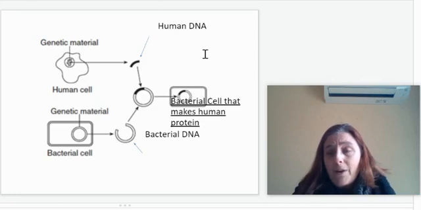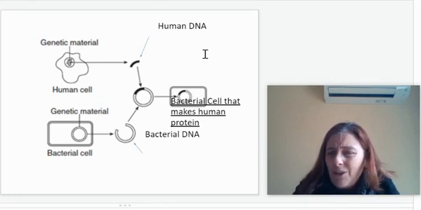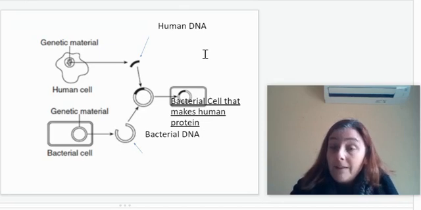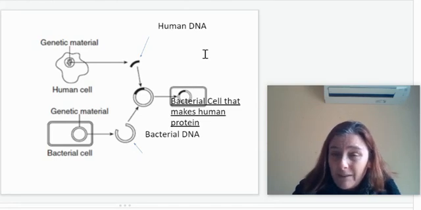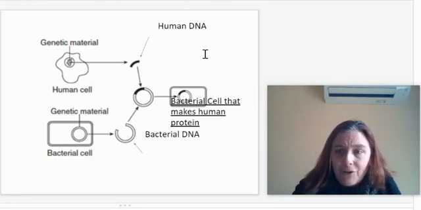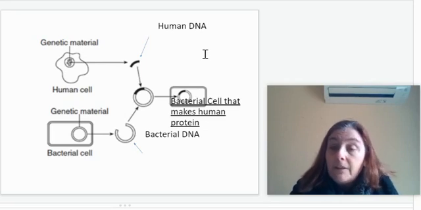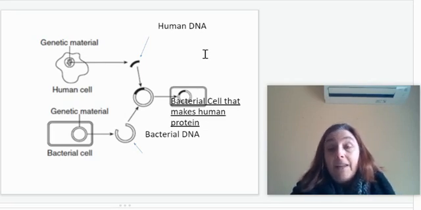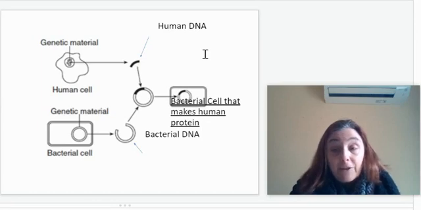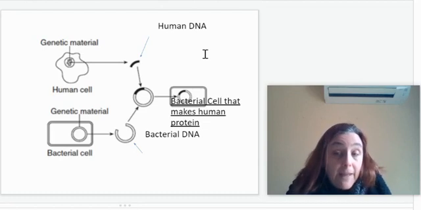Why on earth would we want a bacterium to start making human insulin? Do bacteria use insulin? Remember, insulin is for controlling the amount of sugar in the blood. Do bacteria have blood? No, they don't have a circulatory system. Insulin is useless to this bacterial cell. So why do we do this? Well, if you need a factory to make human insulin for people who cannot make insulin, that's pretty handy. And who can't make insulin?